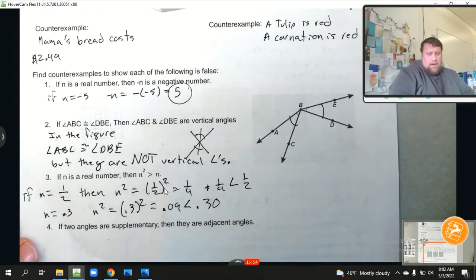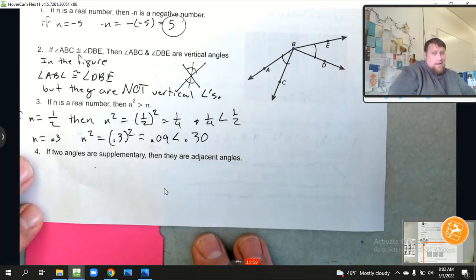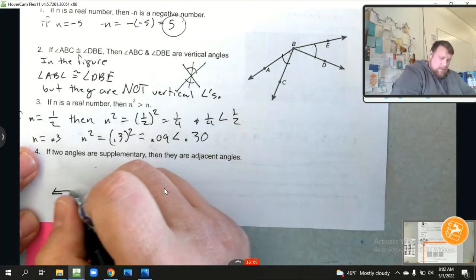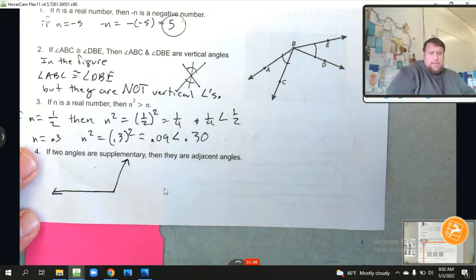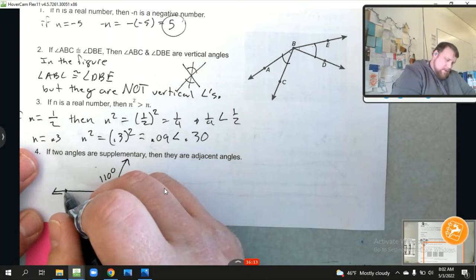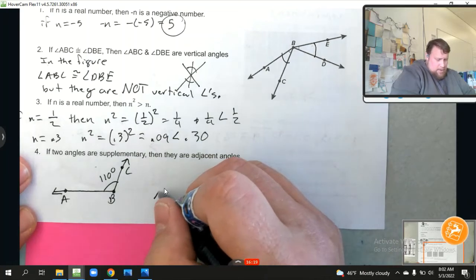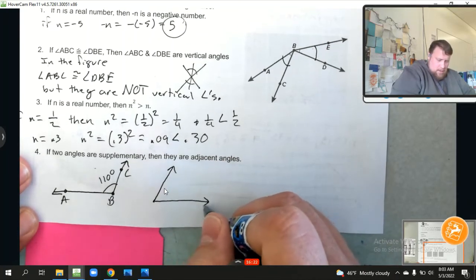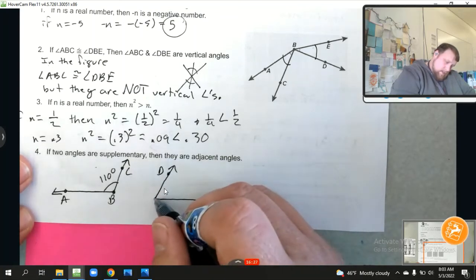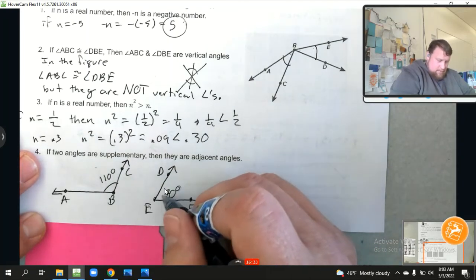Okay, let's look down here. If two angles are supplementary, then they are adjacent angles. I can prove that's not true. In one of your notes from the last section, you can prove that's not true. How do we know? Let's look at these two angles. To be adjacent, they have to share a common side. Let's call this 110 degrees, and this is going to be angle ABC. I'm going to draw this angle over here, and this is angle DEF. And it's 70 degrees.